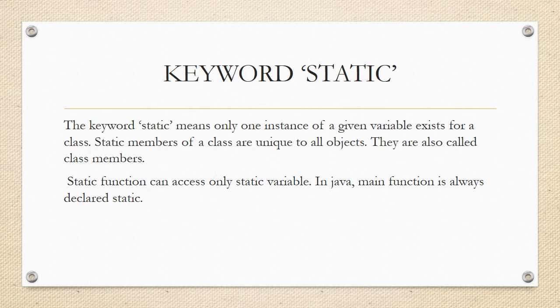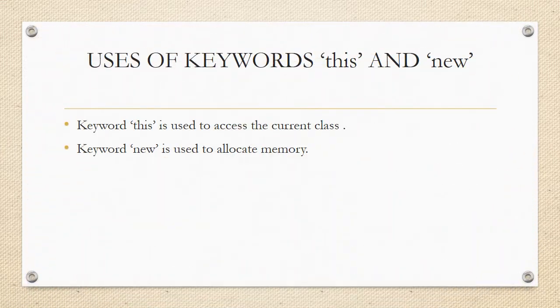Next keyword is this and new. Why are we using the keyword this? It is used to access the current class, on which class you are working. It can access that class only. So it represents the current class members as an object. Okay, more explanation I am not giving you because it is not in scope. It will be explained in higher classes.